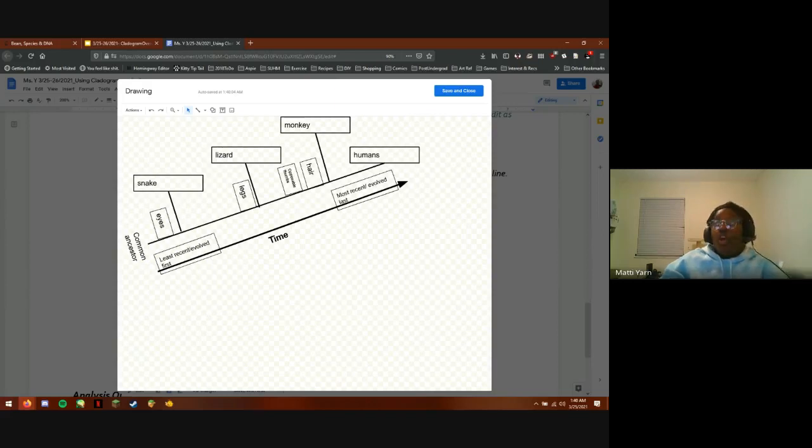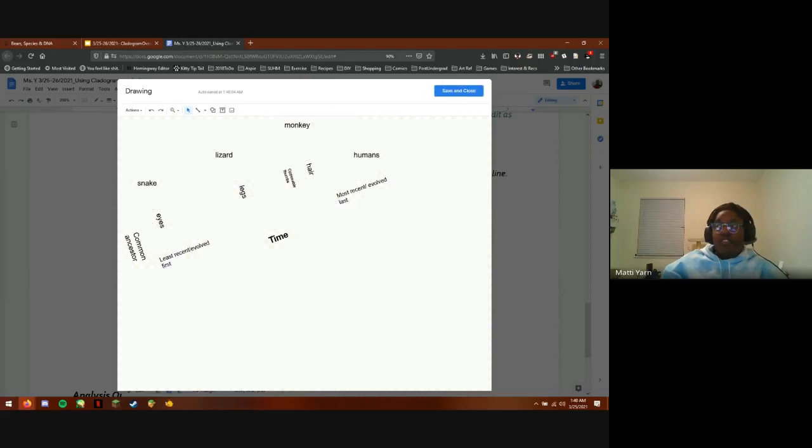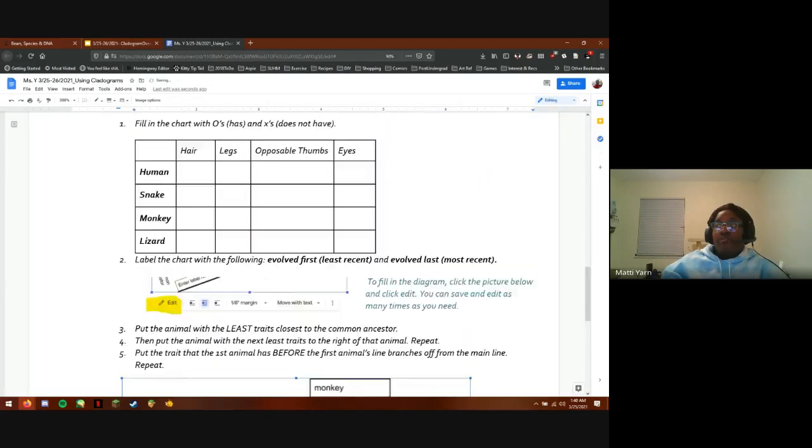Let's double check. We go from monkey all the way back to the common ancestor. We trace over 1, 2, 3, 4 traits. Good. Humans tracing over 1, 2, 3, 4 traits. Excellent. So we know we're good to go. So you have completed your cladogram using just that chart.